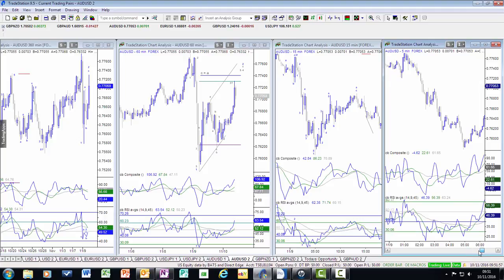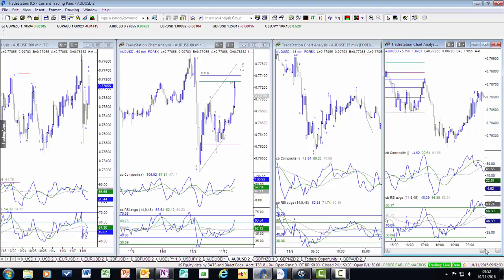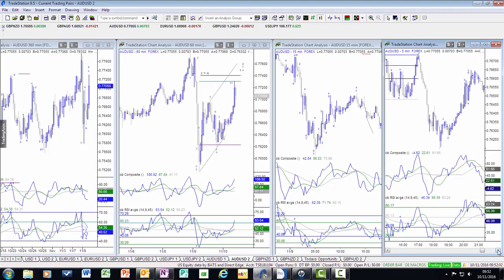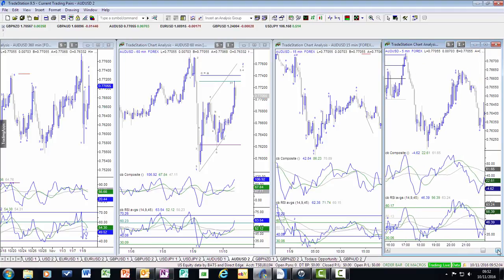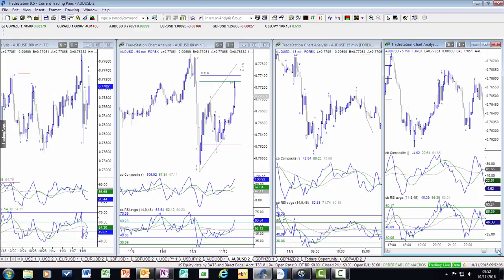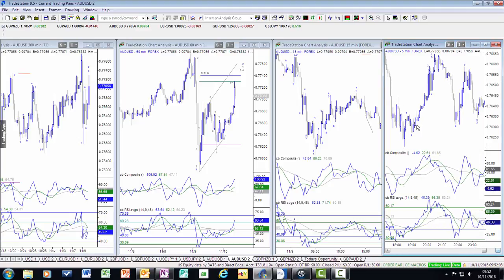One second, my system seems to have hit a bit of a snag. Going very, very slowly. Here we go. So if I just bring that in sort of manually like that.